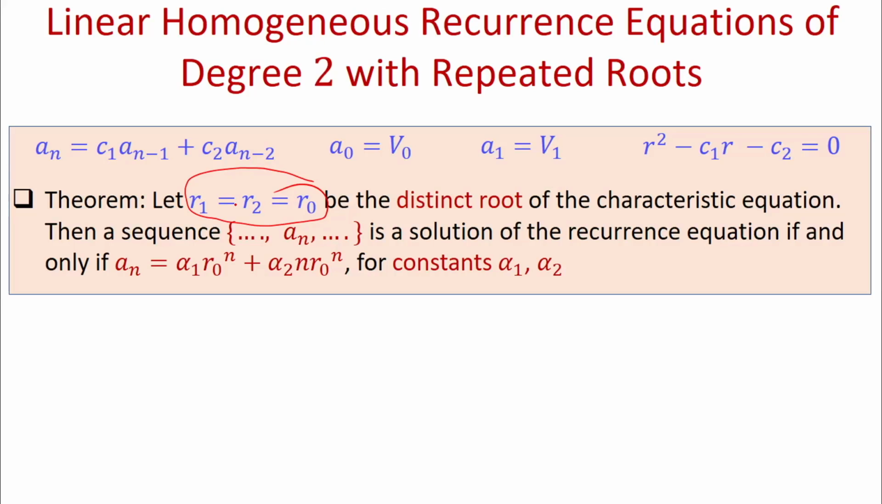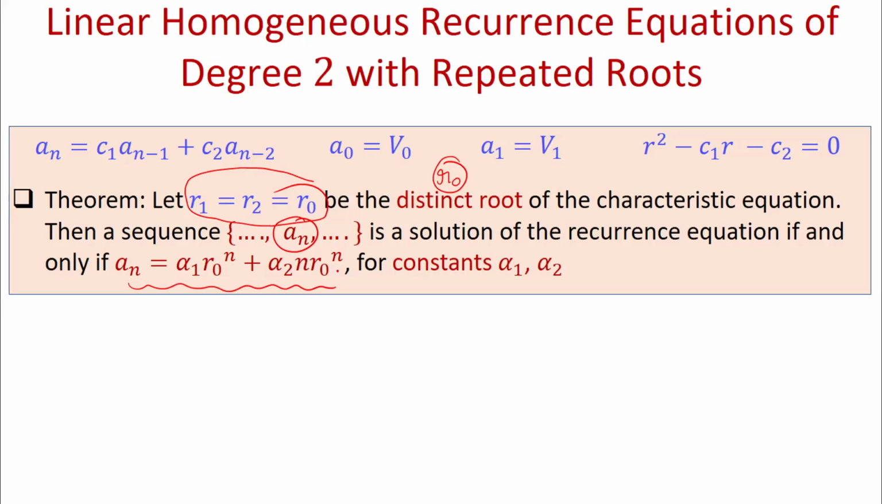So the theorem statement for this case is as follows. We proved the earlier case where the characteristic roots are distinct. Now say the characteristic roots R1 and R2 are the same, so I denote the characteristic root as R0. It is the common characteristic root. Then this theorem statement basically says that any sequence whose nth term is of this form will satisfy the recurrence condition for some arbitrary constants alpha 1 and alpha 2.